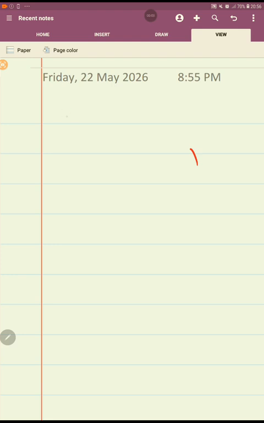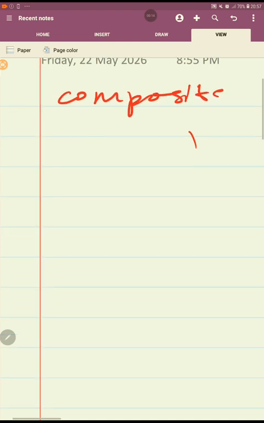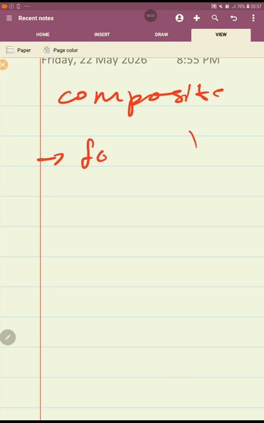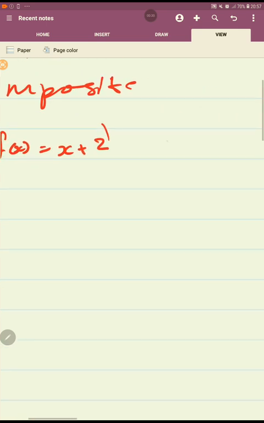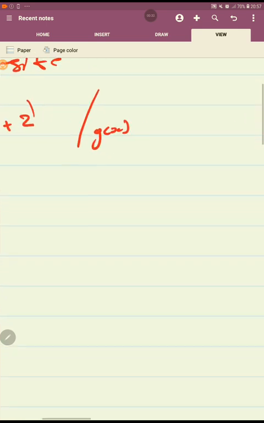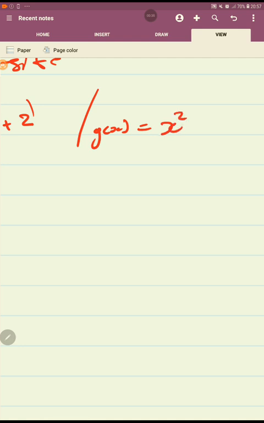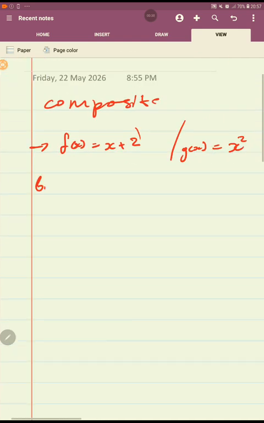So we're going to do the composite functions. I'm going to do question 6 on the given question paper, where f at x is equal to x plus 2 and g at x is equal to x squared. The first question, 6.1, says find f of g at x.